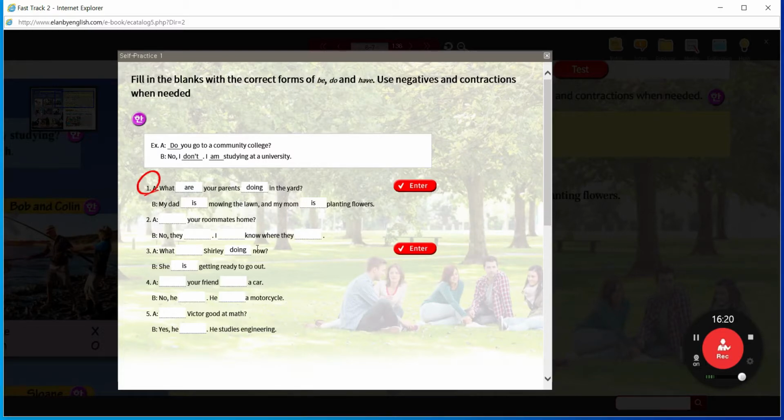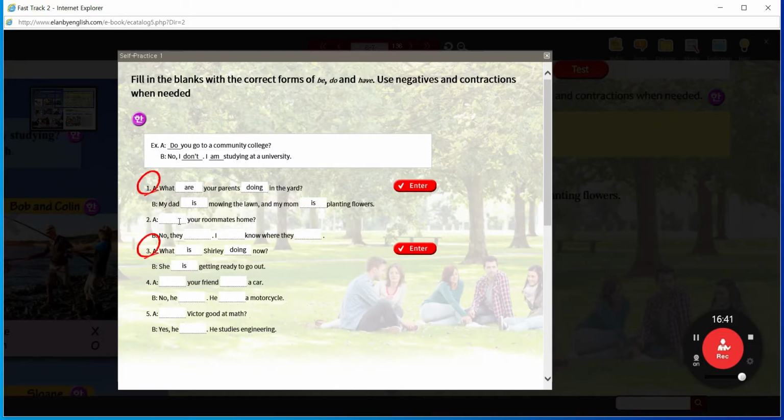So what blank Shirley doing now? She is getting ready to go. Okay, so the same subject and verb agreement here, just in the different order. So what is Shirley doing? Shirley is getting ready to go. Good.